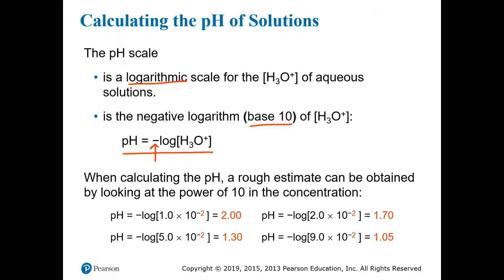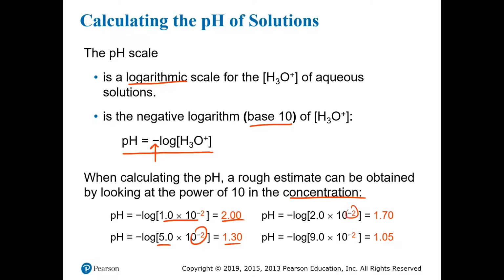When you're calculating the pH of a solution, you can generally get a rough estimate by looking at the power of 10 in the concentration of hydronium. So if the concentration of hydronium is 1 times 10 to the minus 2, the pH is going to be exactly 2. If the coefficient changes, but you still have a power of negative 2 in the concentration, the pH is going to be close to 2, but a little bit lower.